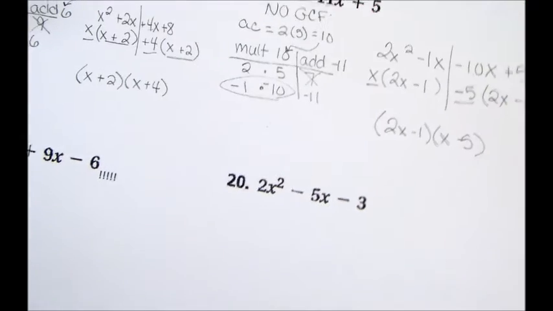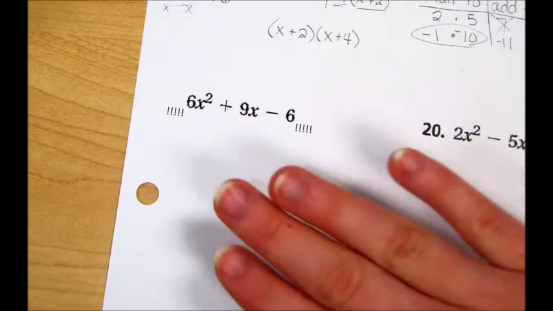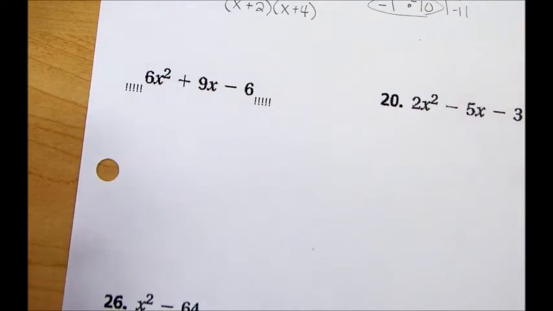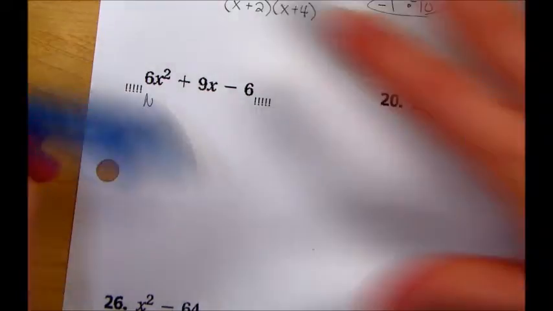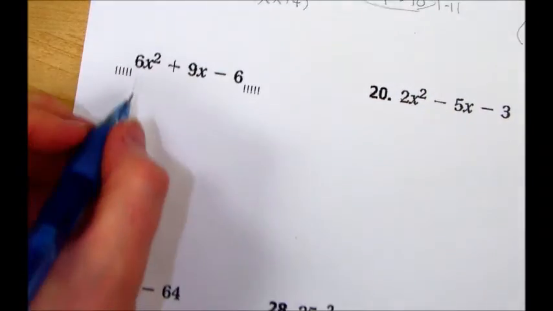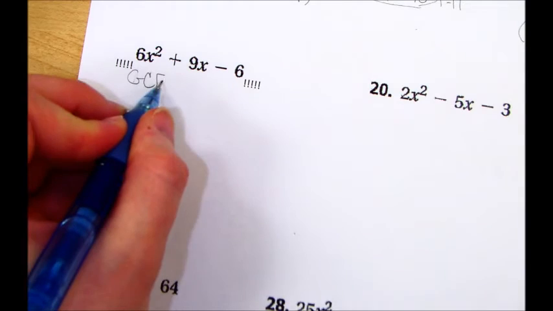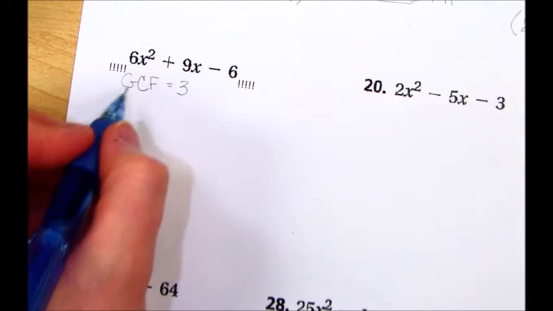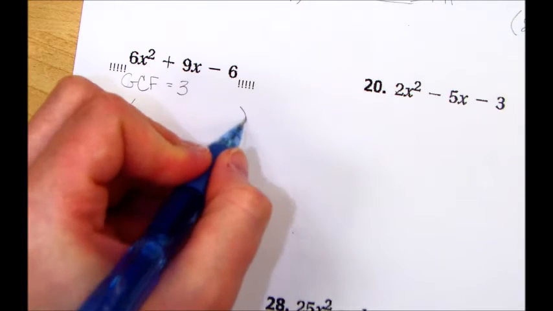And that is factored. The third problem has a special thing to it, and hopefully you remember from Algebra 1, you have to find a GCF. This one has one. The GCF is 3. Let's take it out. Take out a 3 and write what's left.